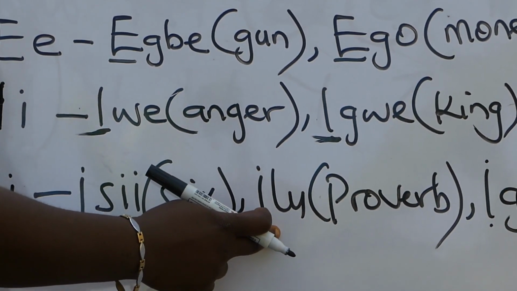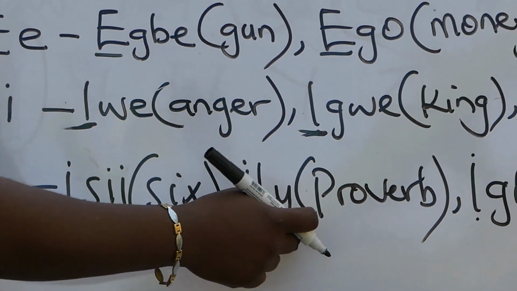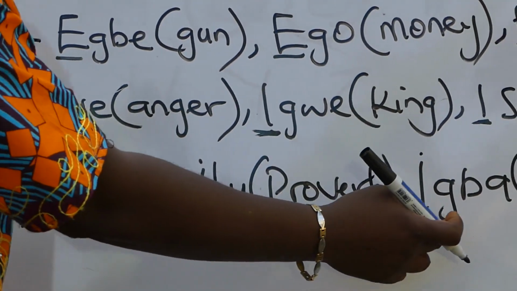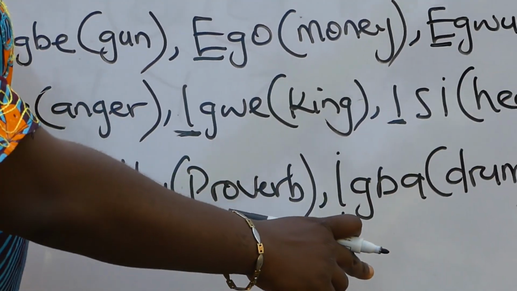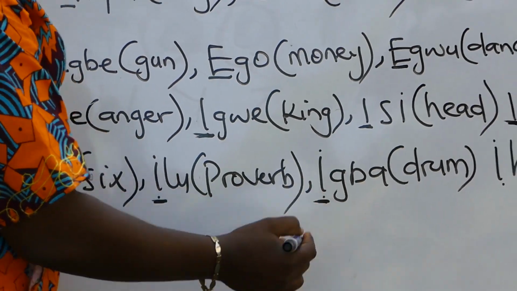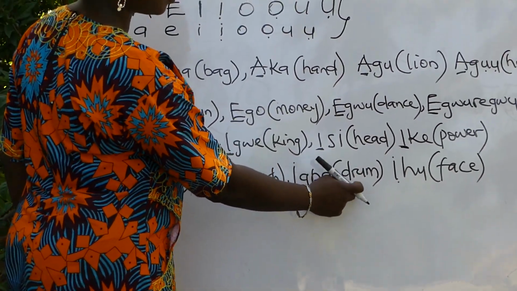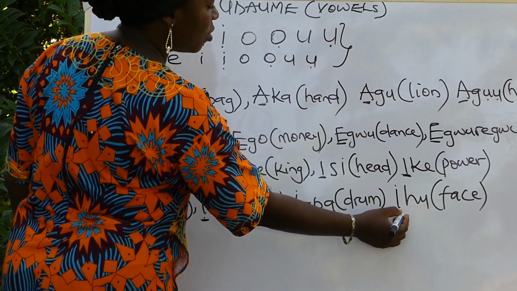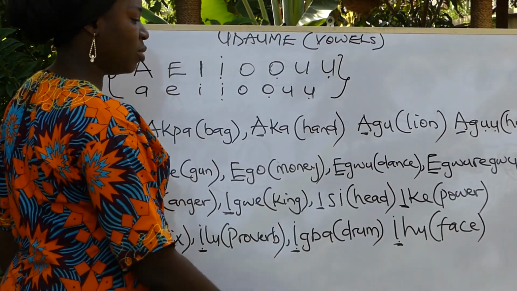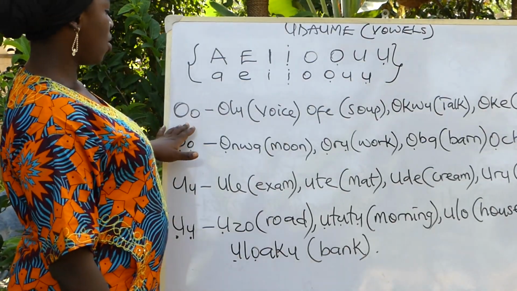Ilu, proverb. Ilu, proverb. Egba, drum. E sound. That's what we are talking about here. Egba, drum. Ihu, face.